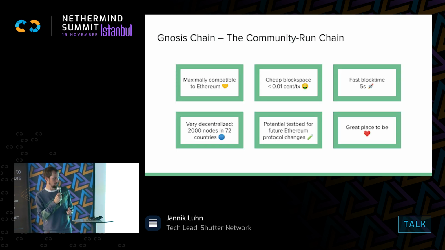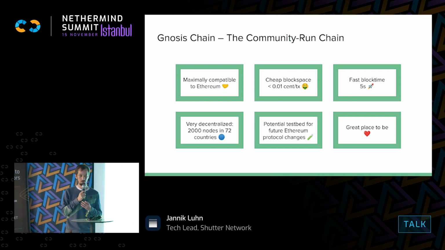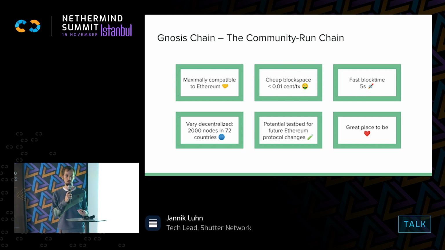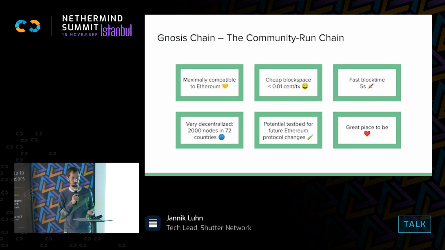Maybe as an intro, a little bit about Gnosis Chain if you are not familiar with it. It's an Ethereum-like chain. It uses kind of the same protocol, also supports the same clients, just a different configuration of parameters. But it means it's maximally compatible to Ethereum. It's basically the same thing, just with a different state, of course.